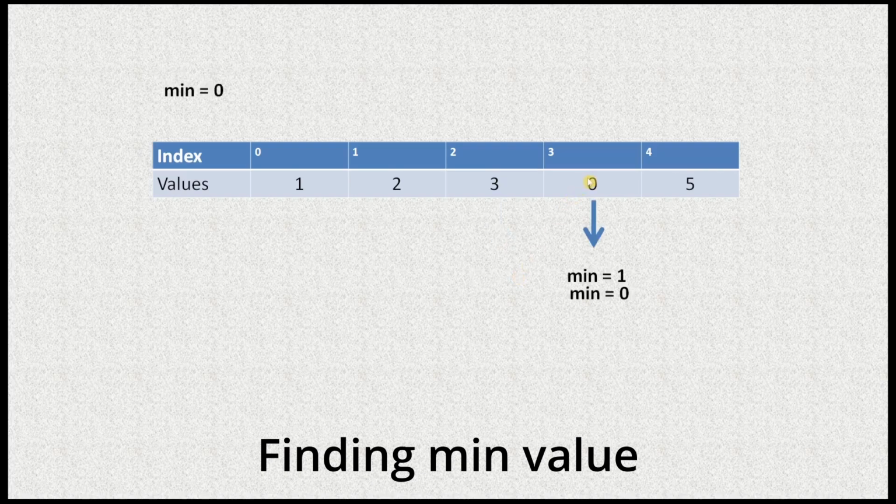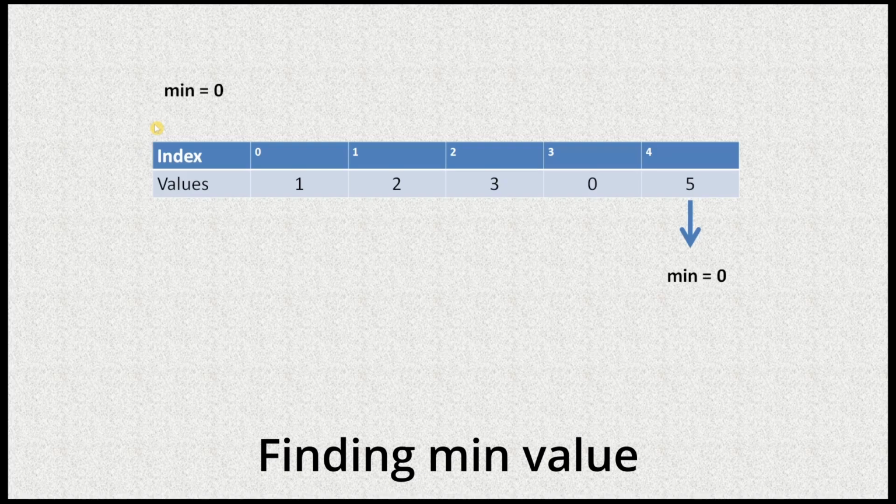Now over here 0 is less than 1, so now we will have to assign our minimum value as 0. On our last data point, 5 is not less than 0, so we'll keep our minimum value as 0. Our minimum value is 0, which is the right answer.